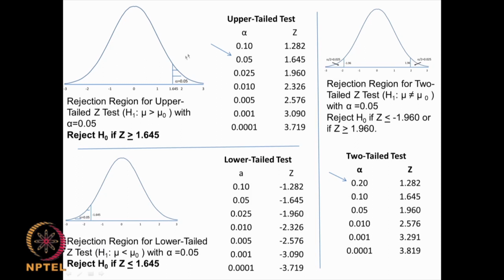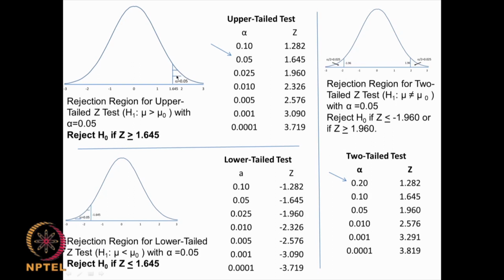Whereas, if you are taking a single tail test, whether it is upper tail or lower tail, you are considering only one side of the area. For upper tail, you are considering this side of the area. For lower tail, you are considering only this side of the area.